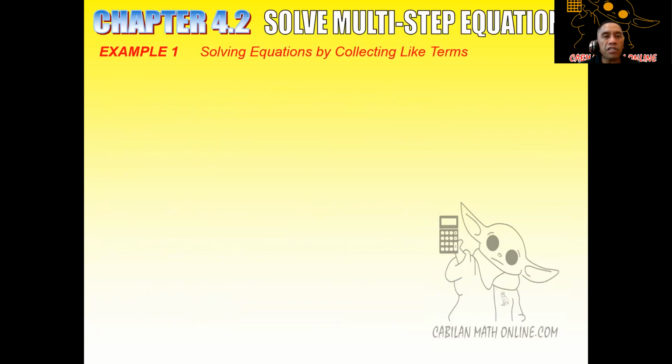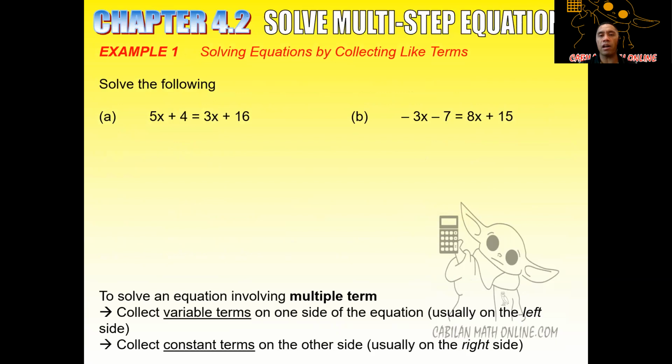So let's take a look at the first example here. If you take a look at both questions here, what we have are variables or letters on both sides of the equal signs as well as numbers. Now, the easiest way to do this is to gather the letters on one side and the numbers to the other.